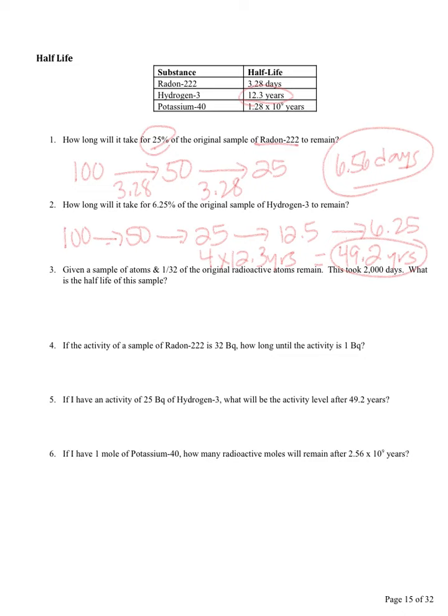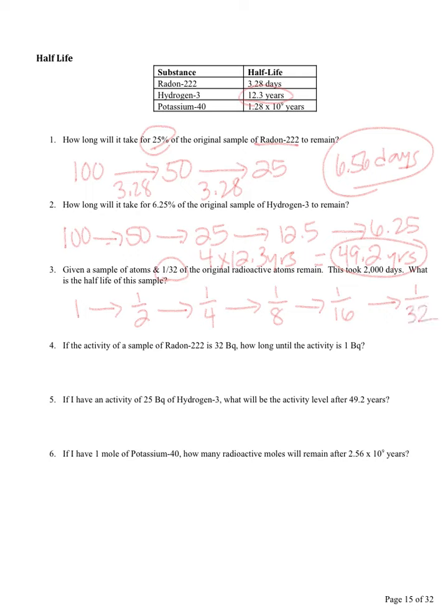So next one here, given this sample, we have 1/32 remaining. So rather than starting at 100, 100% is 1. It's everything. So half of 1 is a half. Half of a half is a fourth. Half of a fourth is an eighth. Half of an eighth is a 16th. Half of a 16th is a 32nd.